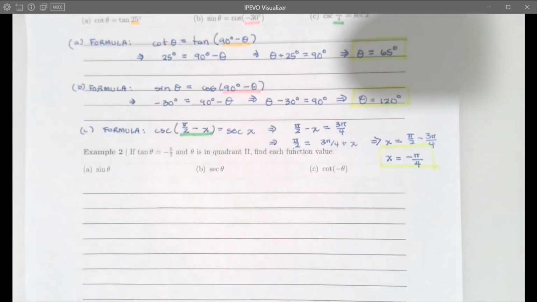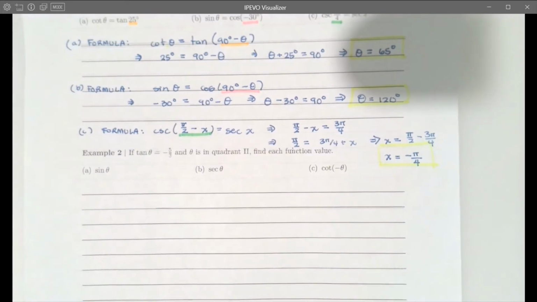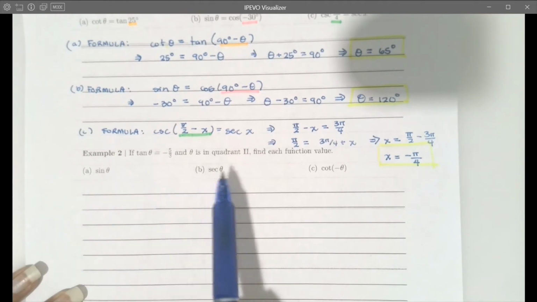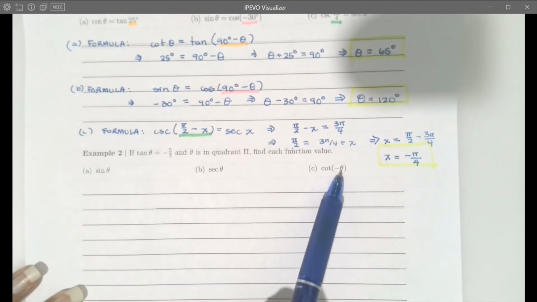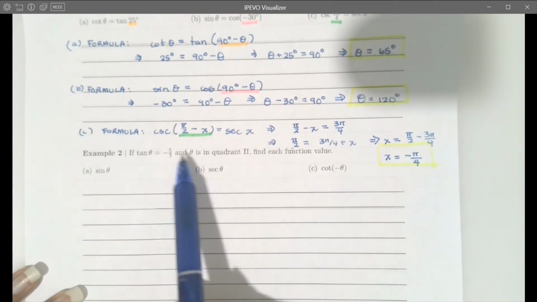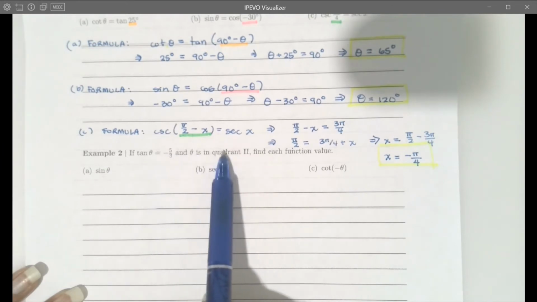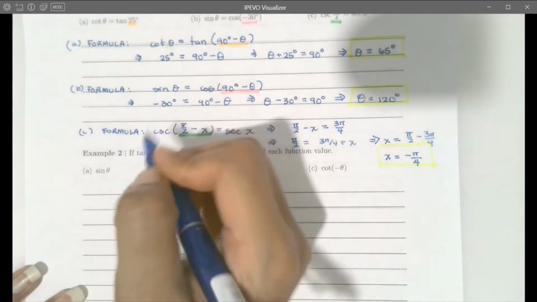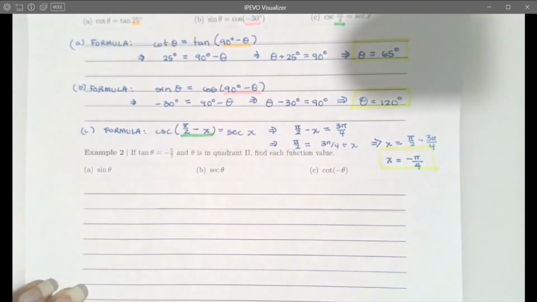Okay, example 2 is a slightly different problem. In this case, they gave us information about tangent of theta. They tell us if tangent of theta is negative 5 over 3 and theta is in quadrant 2, find each of the function values. And we have 3 to find, which is sine theta, secant theta, and cotangent of negative theta. Okay. So first, let's try to picture the given. They tell us that the angle terminates in quadrant 2, so I'm going to go ahead and draw that.